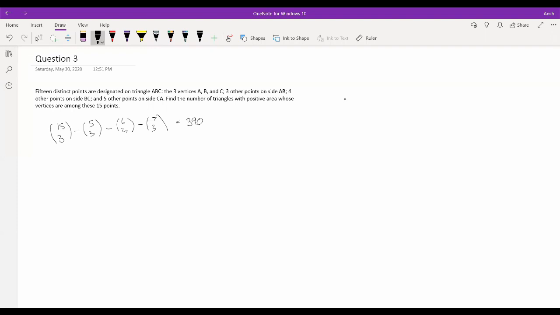So 15 choose 3 would be 15 times 14 times 13 over 6, which is 455. 5 choose 3 would just be 5 times 4 times 3 over 3 times 2 times 1, which would be 10. Then 6 choose 3 would be 6 times 5 times 4 over 6, which would just be 20. And then 7 choose 3 would be 7 times 6 times 5 over 6, which would just be 7 times 5, so 35. So this comes out to our answer of 390.